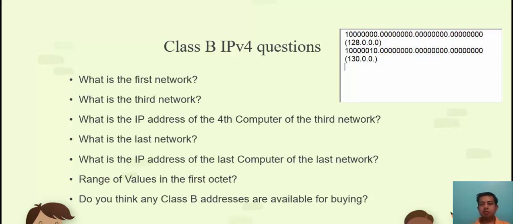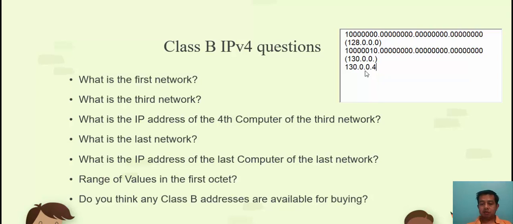The third question is, what is the IP address of the fourth computer of the third network? So this is my third network, 130.0.0.0. What is the first computer in this network? The first computer is 130.0.0.1. We cannot use the all zeros. What is the second computer? 130.0.0.2. What is the third computer? 130.0.0.3. What is the fourth computer? 130.0.0.4. Okay, this will be again simple. Once you have started following, this becomes very simple in decimal.